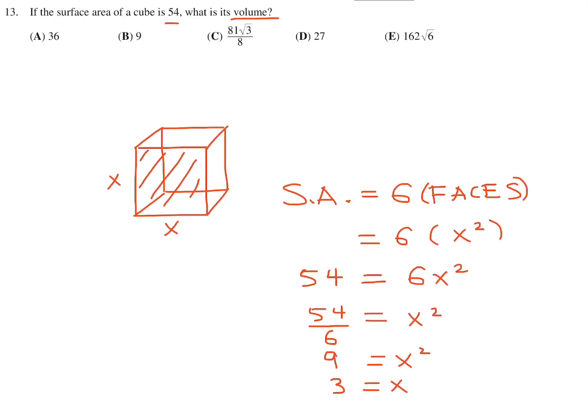Now they want you to find the volume of this cube. The volume of a cube is x to the power of 3. Length times width times height, but in this case all of them are x, and x is equal to 3. So 3 to the power of 3 is 27. So the answer for 13 is D.